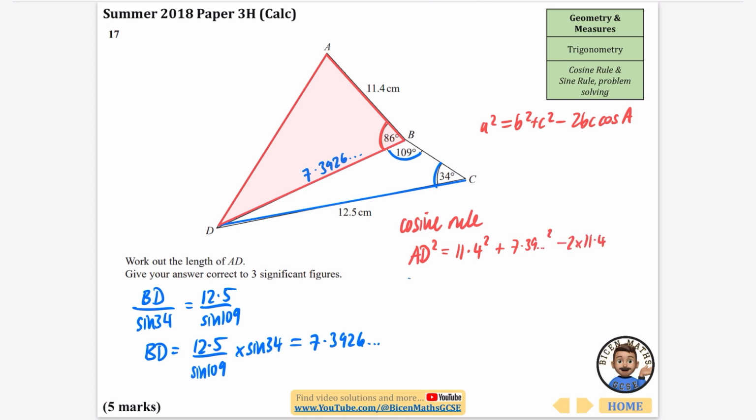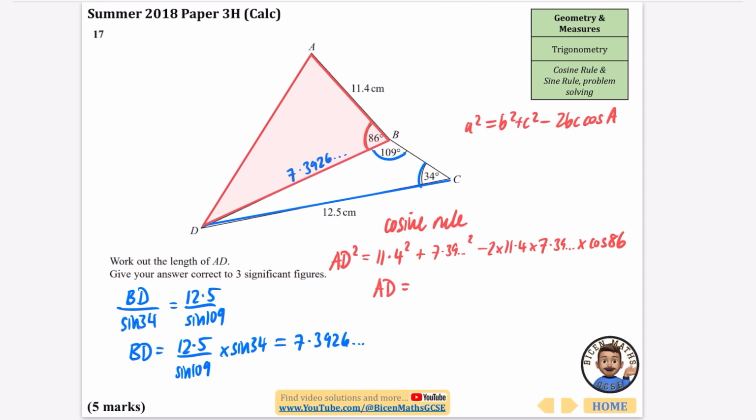This is going to have to move across, so I've got some more space. 2 times 11.4 times my 7.39 blah, blah, blah, multiplied by the cos of 86. So I'm actually going to find out what AD is by typing this into my calculator with the square root sign in it, but I'm just going to save myself a little bit of time doing that.